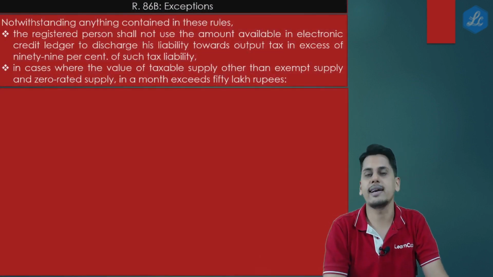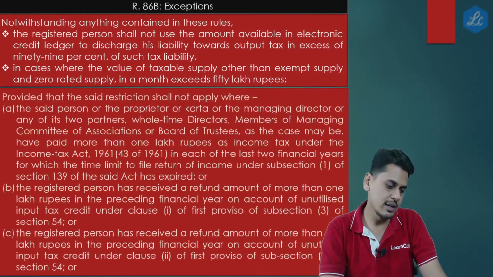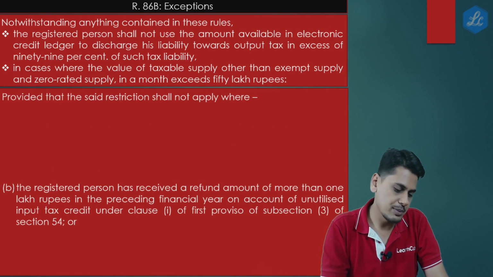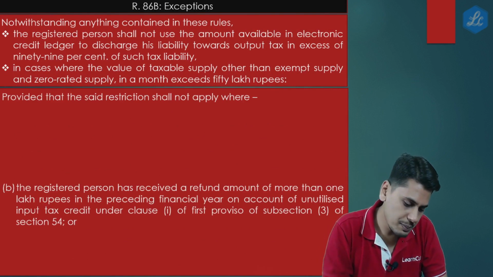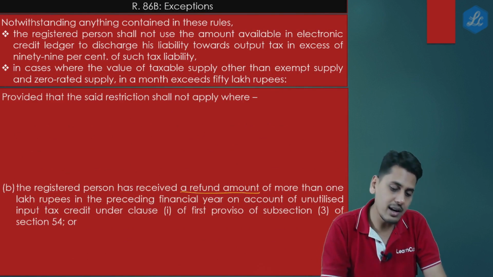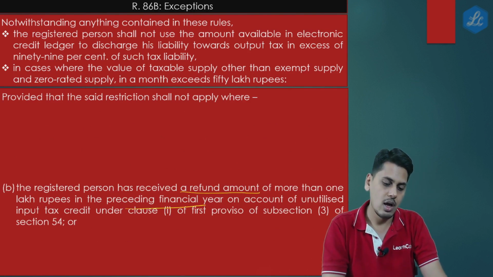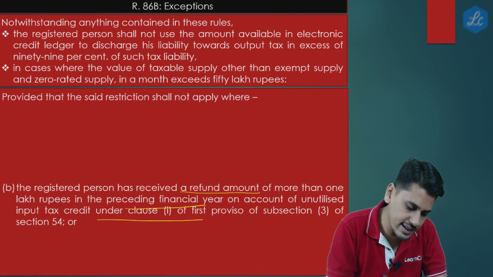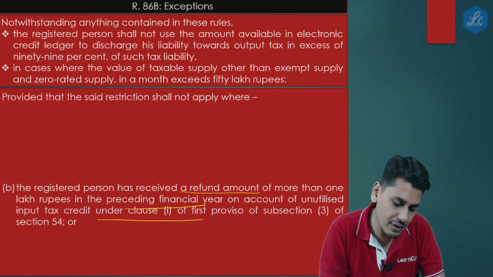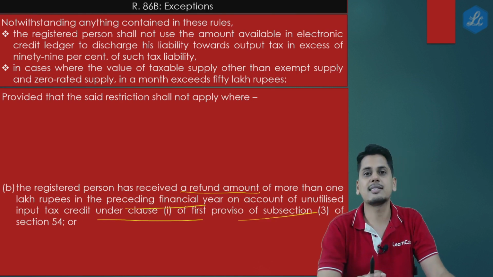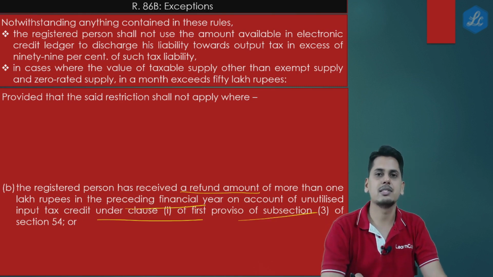So 86B exceptions. These are the exceptions to 86B, which states that, second exception, we'll see the first exception a little later on. The registered person, if he has received a refund amount of more than 1 lakh rupees in the preceding financial year on account of unutilized ITC under clause 1 of first proviso to subsection 3 of section 54. Friends, let's ignore the reference to the section which is being given.